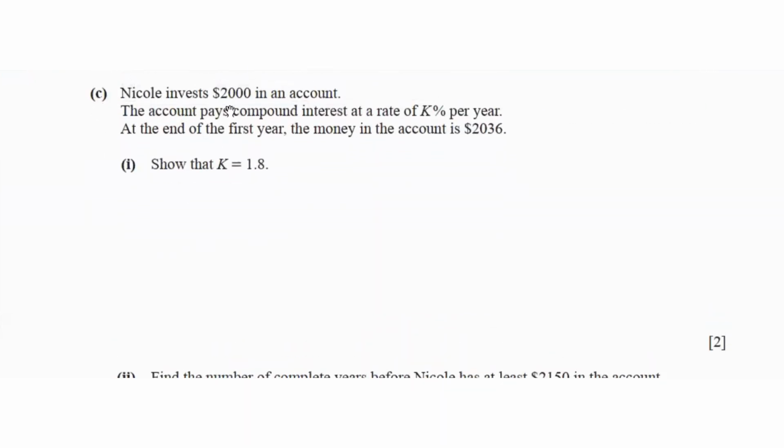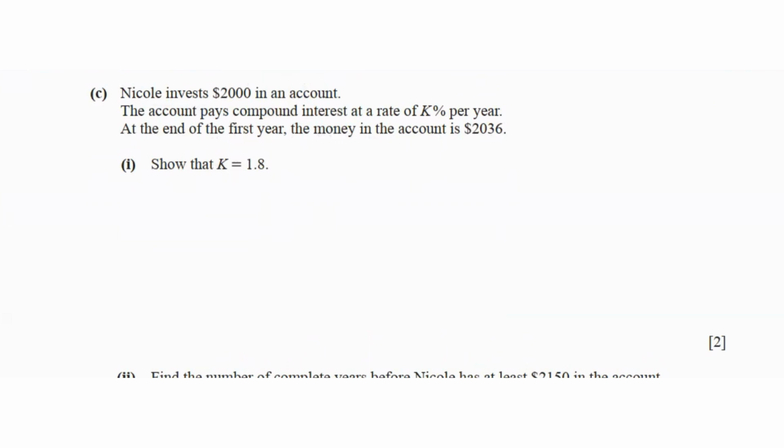Then it says Nicole invests $2,000 in an account. The account pays compound interest at a rate of K% per year. At the end of the first year, the money in the account is $2,036. Show that K equals 1.8. So she invested $2,000 and what she's getting in return is 2,036.